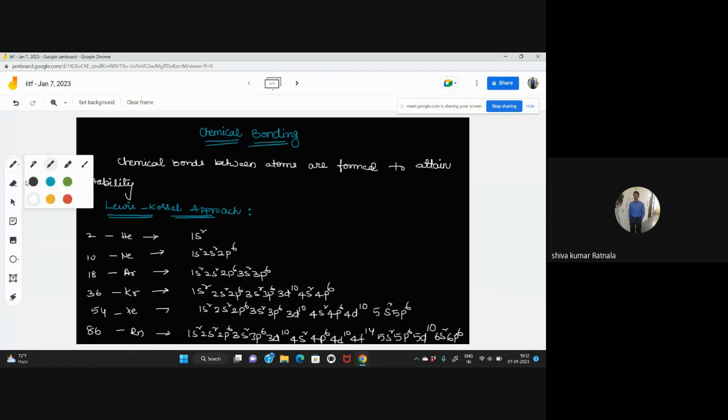If you observe the valence electronic configuration, how many electrons are there here? 2 electrons. Valence means the last shell, right? In this one, how many electrons are there in the valence shell? 8. And in this, 8 again. In this, 8. In this, 8. And we know inert gases are more stable.